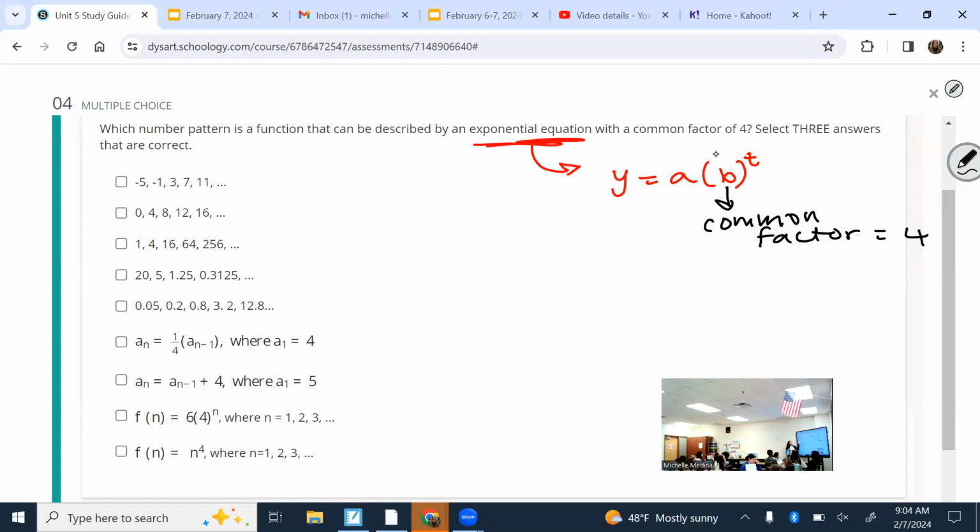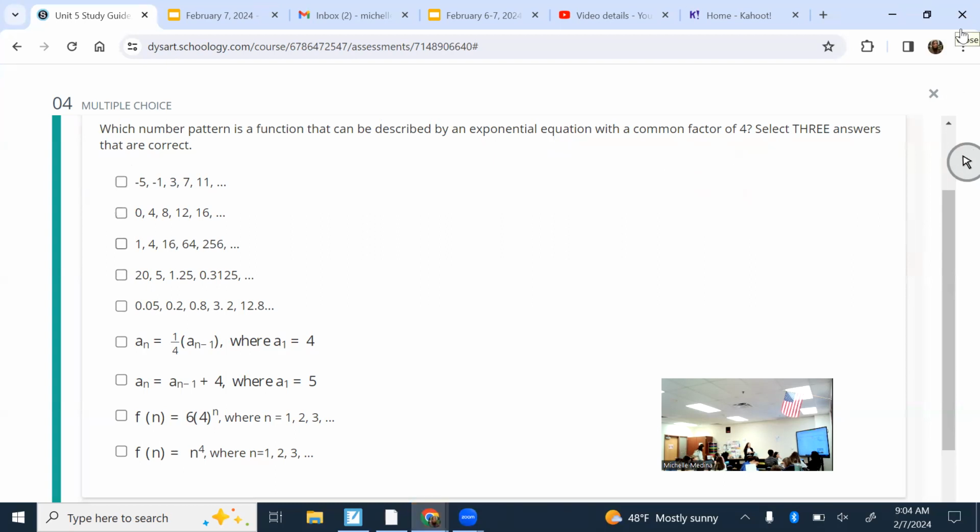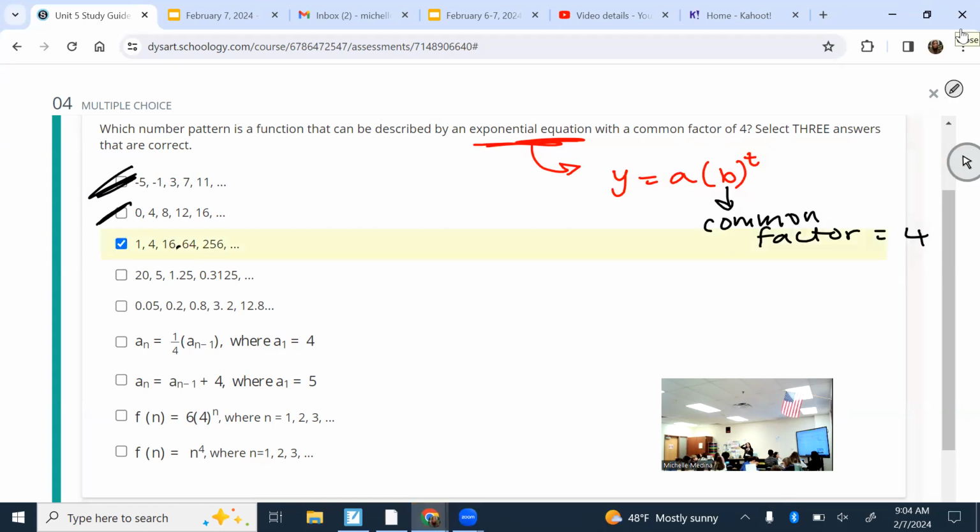So is -5 times 4 -1? It's not, so don't pick this one. Is 0 times 4 4? So then don't pick that one. Is 1 times 4 4? Is 4 times 4 16? Is 16 times 4 64? Is 64 times 4 256? Then that one follows an exponential equation pattern that would have a common factor of 4. So I will pick this one and we need to check all the others still. But that's what you're doing.